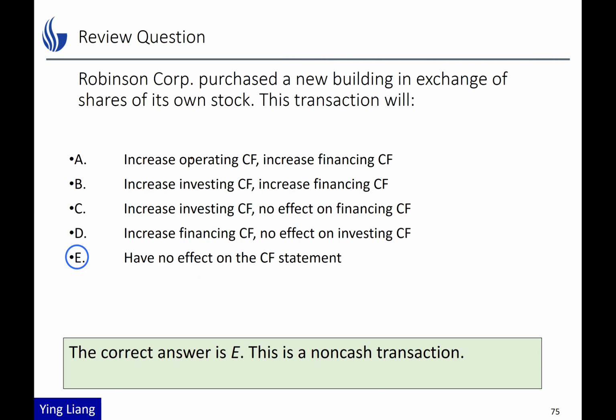Now that's it for this video. In the next video, we're going to talk about the operating activities, two methods, direct and indirect methods, to come up with the numbers. I'll see you in the next video.